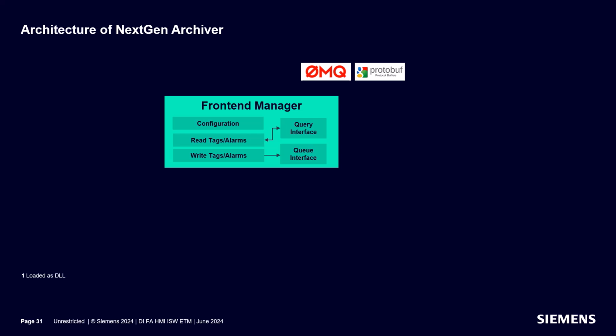The process begins with the Front-End Manager, which is responsible for collecting data from various sources within the system. The Front-End Manager also handles communication with the backend processes, ensuring that data flows smoothly throughout the system. Backend.